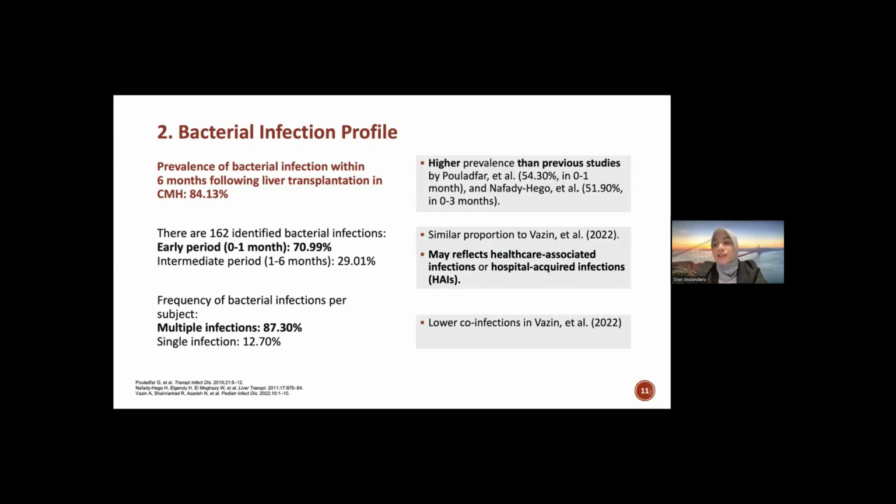The current study has a higher prevalence of bacterial infection than previous studies by Polafar et al., which found 54% in 1 month, conducted in Iran, and also Nawadihego et al. in Japan, who found 51% in 3 months. The proportion of multiple bacterial infections is similar to Fazen et al., but they reported lower co-infections at about 19%. Our high amount of bacterial infections in the early period may reflect healthcare-associated infection or hospital-acquired infection, which we call HAI. HAI increases patients' morbidity and mortality, as well as the rate of MDR bacterial infections.